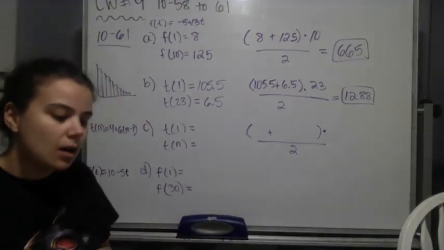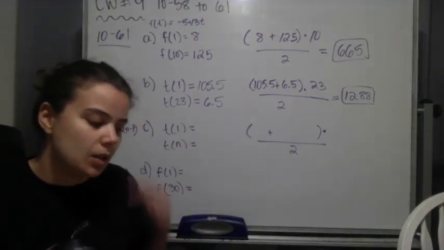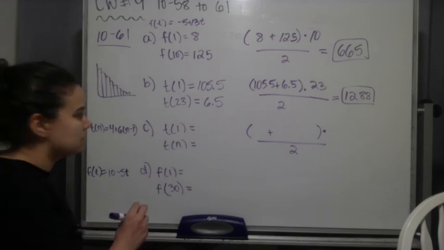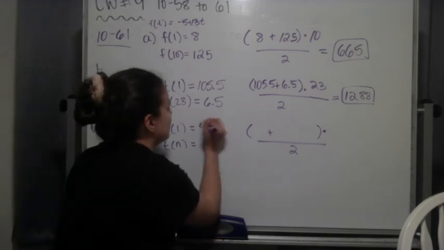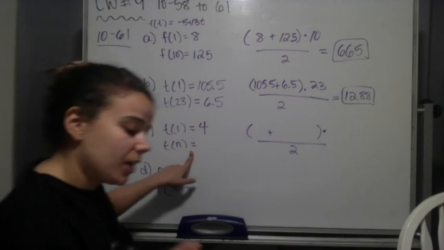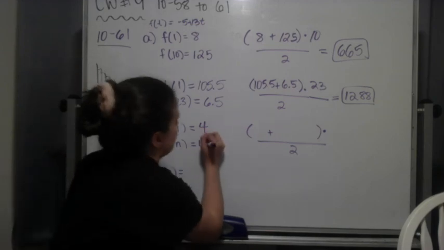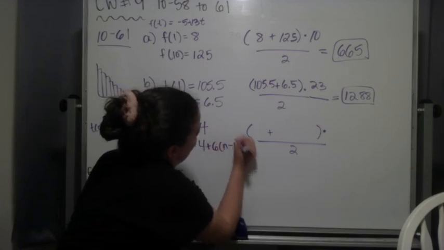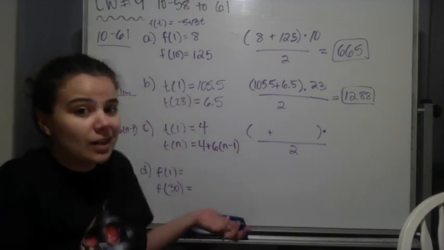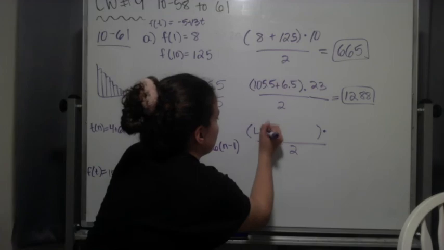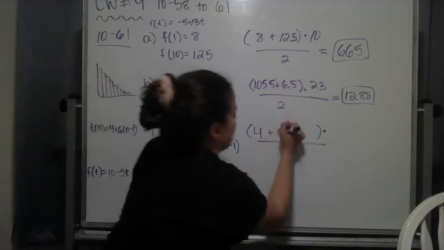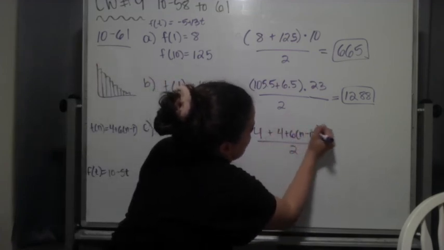Part C, the first value is 4, it tells you that. And then it tells you that the nth value, it gives you an expression. So 4 plus 6 times n minus 1. So we can still plug that in the formula. The first term is 4. The nth term is 4 plus 6 times n minus 1.